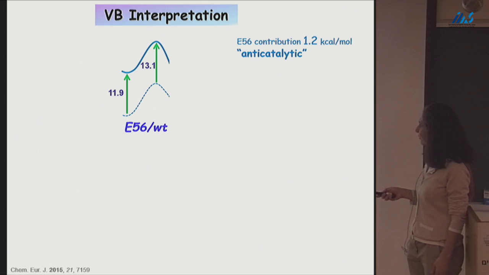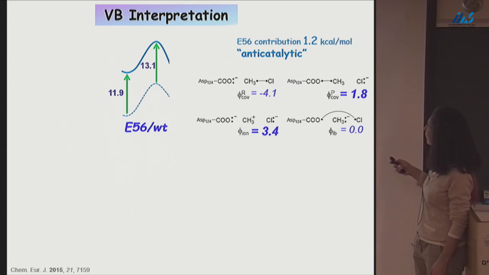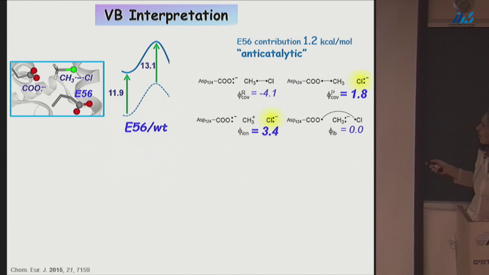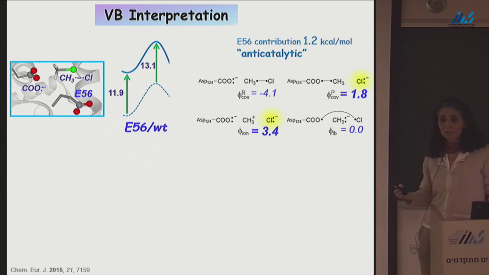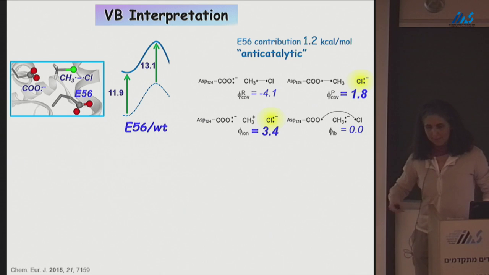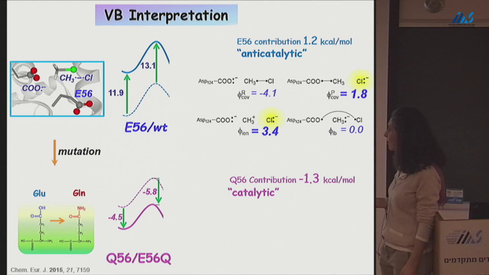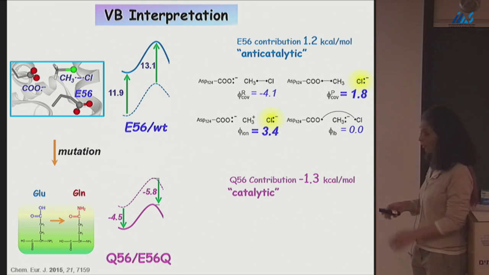This is the glutamate 56 that we have seen before, and we have seen that it was anti-catalytic, mainly because of interactions with these two chlorines. So what we were thinking is, if we can change this anti-catalytic effect to a less anti-catalytic effect, or maybe instead of anti-catalytic to become stabilizing instead of destabilizing, then maybe we can get catalysis. And indeed, we did this mutation of glutamate to glutamine. Structurally, it's a very small change, and we don't expect it to affect the whole structure of the protein.